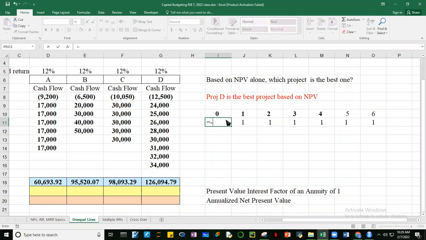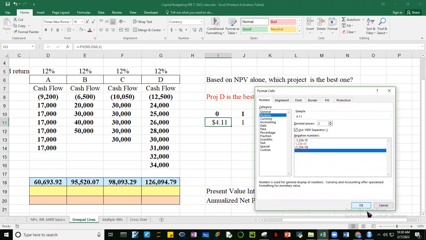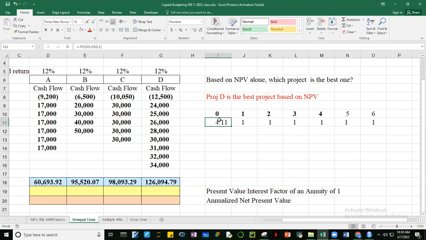It's equal to negative PV, present value. Ang rate natin 12%, comma, NPER natin, di ba, 6, comma, PMT natin is 1. Di ba 1? Kasi annuity yan eh. Okay, and then walang future value. Okay, yan. All right, so it's 4.11. So it's 4.11, guys. Ito yung present value ng annuity of 1 for 6 years.